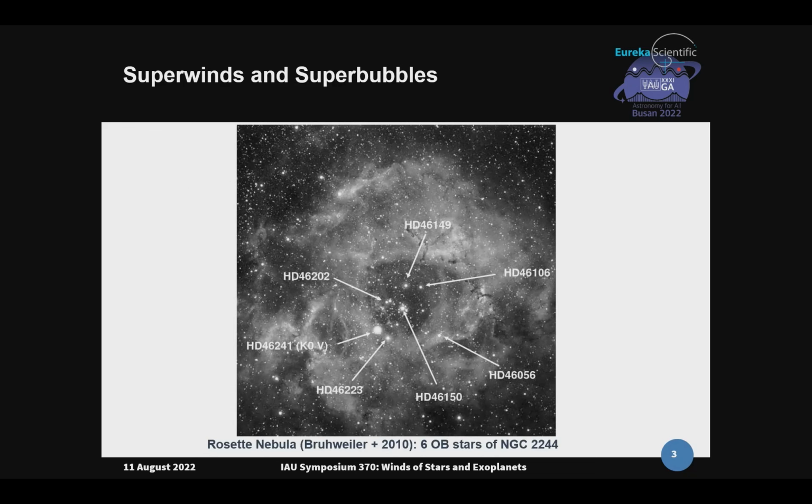Here you see the image of the Rosette Nebula, which you saw this morning in the invited talk by Jonathan. There are several OB type stars, and because of thermal and kinematic feedback from these young massive stars, we have the formation of a very large scale superbubble around this OB type association.